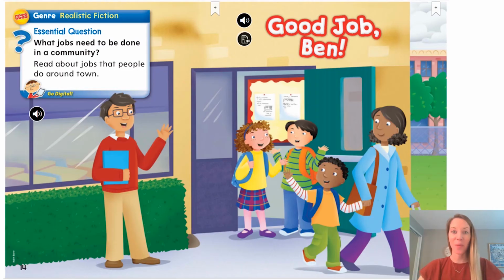So now that we know the definition of goods and services, I want to read you this short book. This book is called Good Job, Ben. This book can be found in our Wonders Reading Writing Workshop. In this book, it's about a boy named Ben who goes all around his community and he meets people doing different jobs. So while we're reading, I want you to think if you've seen examples of any goods or services. Let's get started. Good job, Ben.